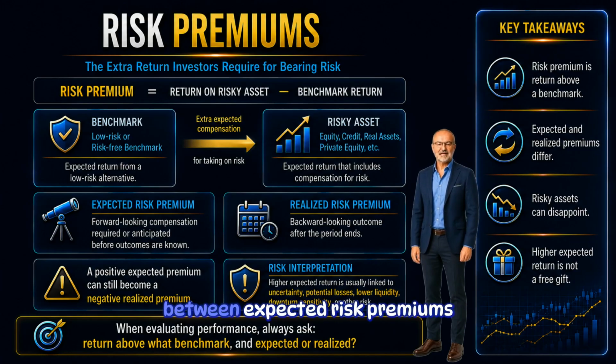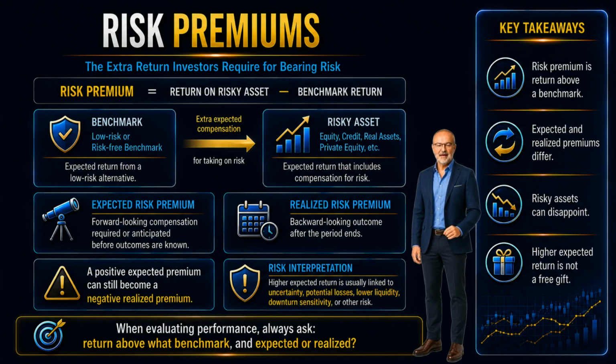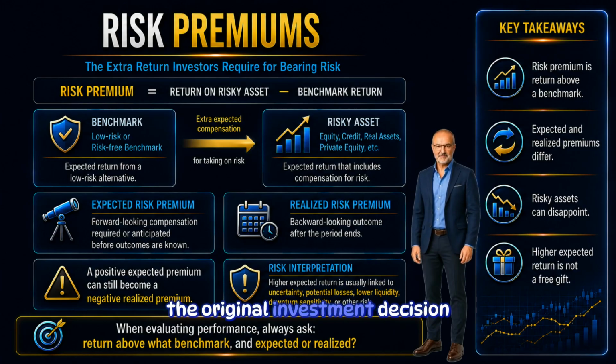We need to distinguish between expected risk premiums and realized risk premiums. The expected risk premium is forward-looking. It is what investors require or anticipate before the investment outcome is known. The realized risk premium is backward-looking. It is what actually happened after the period ended. These two can be very different. A risky asset may have a positive expected risk premium at the beginning of the period, but deliver a negative realized risk premium by the end. That doesn't automatically mean the original investment decision was irrational. Risky assets can disappoint precisely because they are risky.